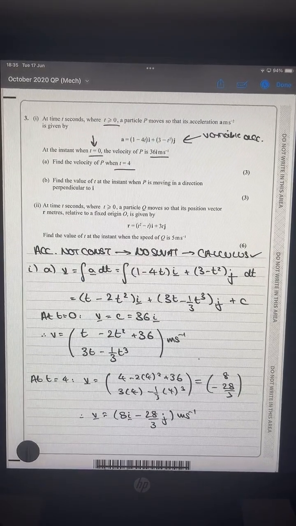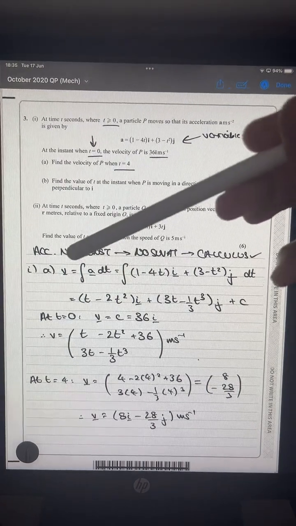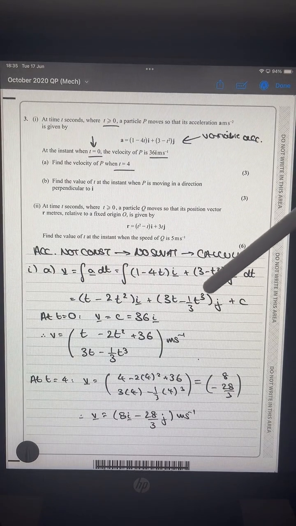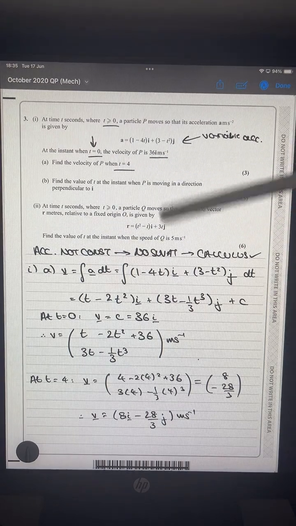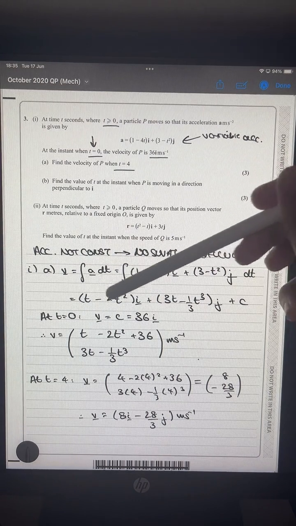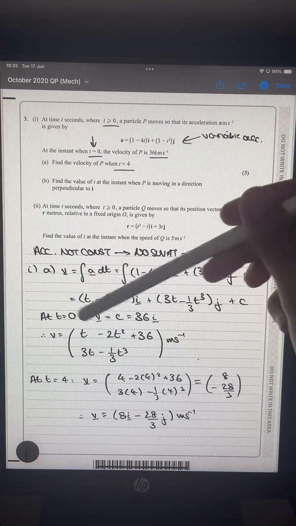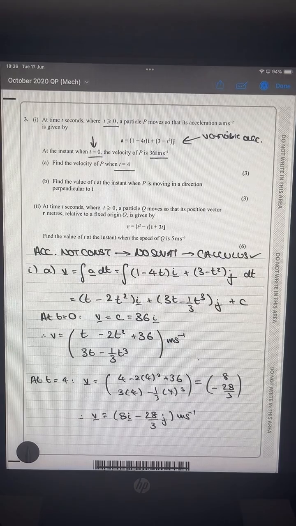How did you get 36? 36 is given by my boundary condition, right? So I've integrated an indefinite integral, so I have a plus c. How am I going to find this plus c? I need to look. Have they given me a t value and a v value? They have t and v there. So at t equals 0, v is going to be equal to, sub in 0 here, all of these get deleted, and you just have the c. Well, what is the velocity at t equals 0? 36, which is where you get the 36 from.